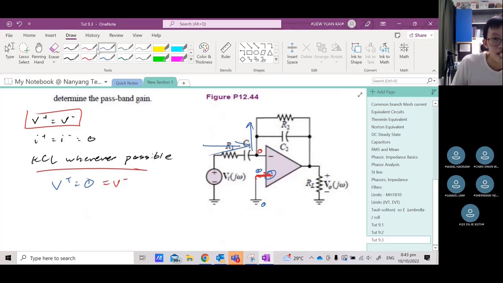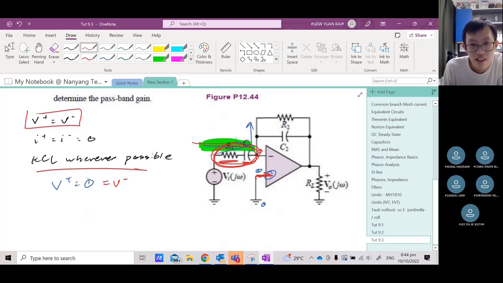Now, let us check, because this configuration is quite messy. The current going in is going through this resistor and this capacitor combined. So if I want to do delta V over R, in this case I cannot use just R, because there's a capacitor. I need to use impedance, Z. I must use the combined impedance of these 2 devices for the current going in.